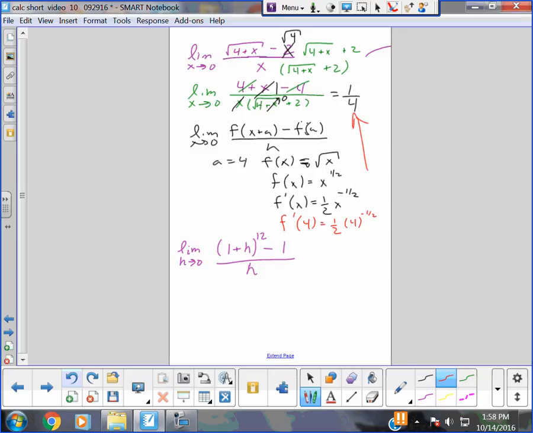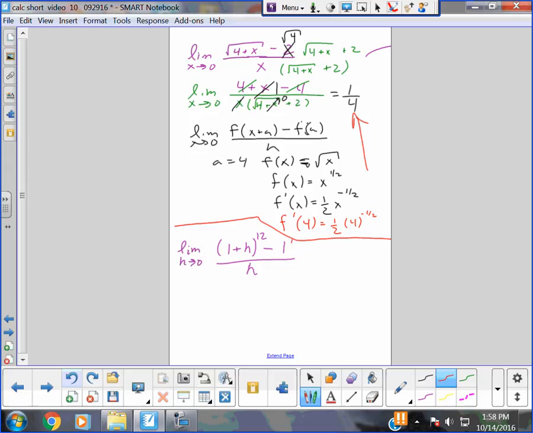Everybody, you do not want to multiply out 1 plus h to the 12th. So we're going to look at this limit, and we're not going to do it longhand by the definition of the derivative. Up here we did it longhand by definition, and then we did the shortcut. The only way to do something to the 12th power is to do the shortcut.